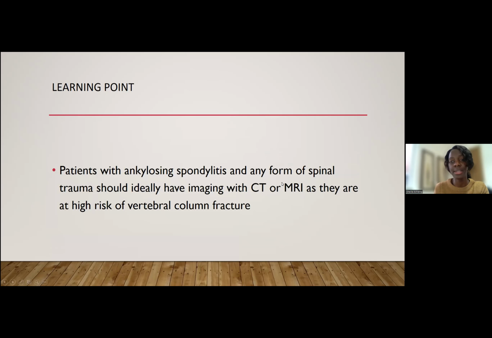So that's one of the scary cases that rheumatologists have come across. And essentially the learning point from this case is that patients with ankylosing spondylitis who have any form of spinal trauma should ideally have imaging of the entire spine with a CT or MRI. And particularly in this case, because the patient complained that he was still in pain, but we didn't see anything on the X-ray. We just didn't go high enough to look for the pathology.